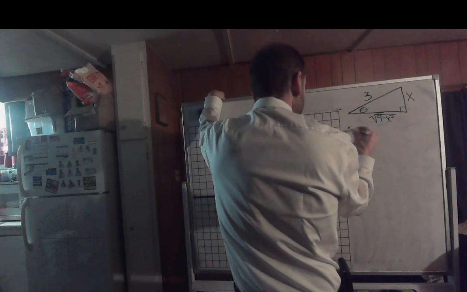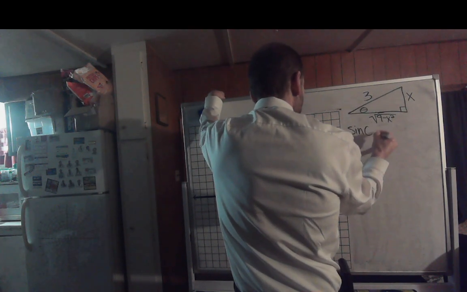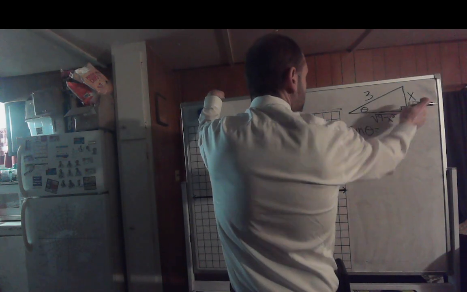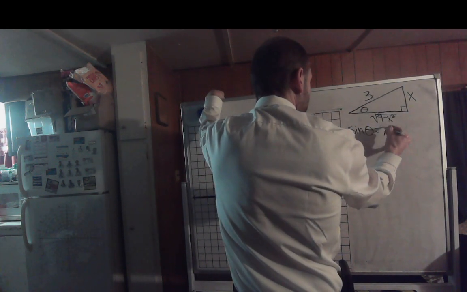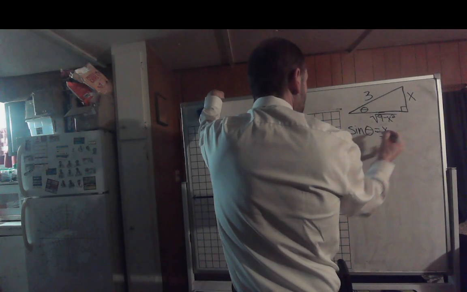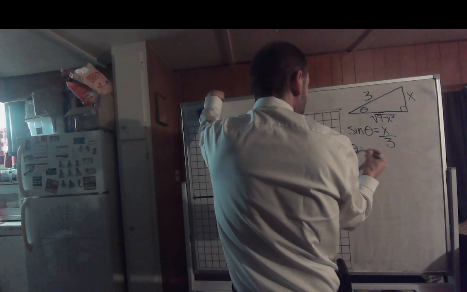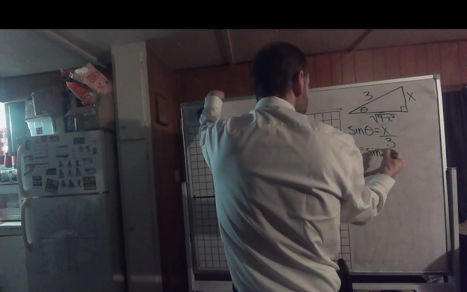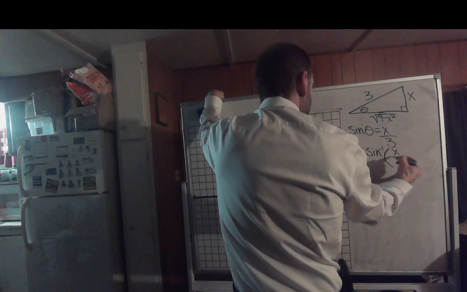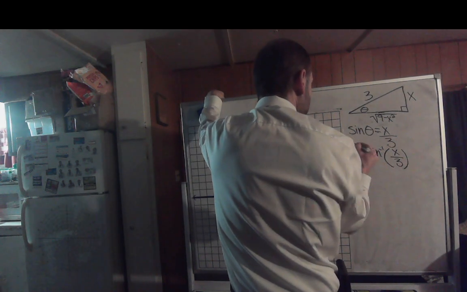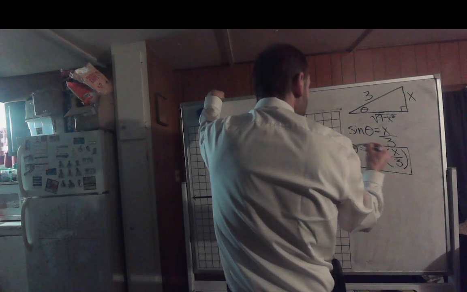So let's set up our sine ratio. The sine of theta equals opposite over hypotenuse. That'd be x over 3, which means that theta could equal the sine inverse of x over 3. That's one way to express angle theta.